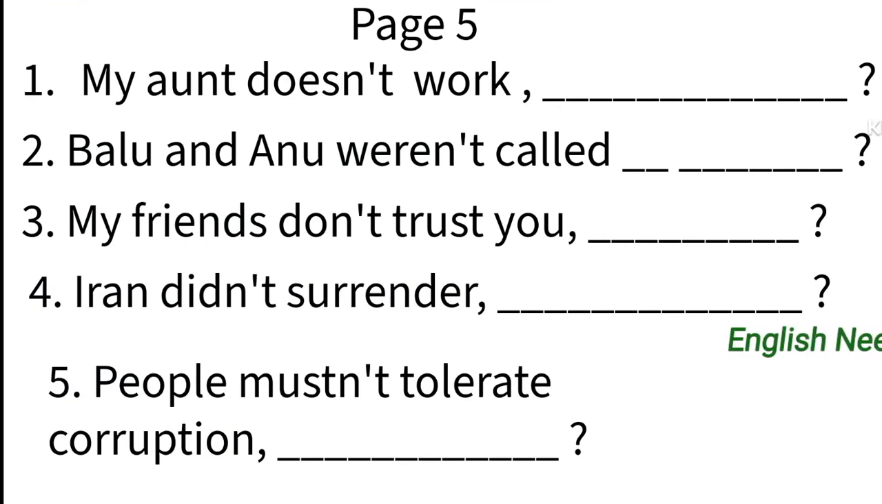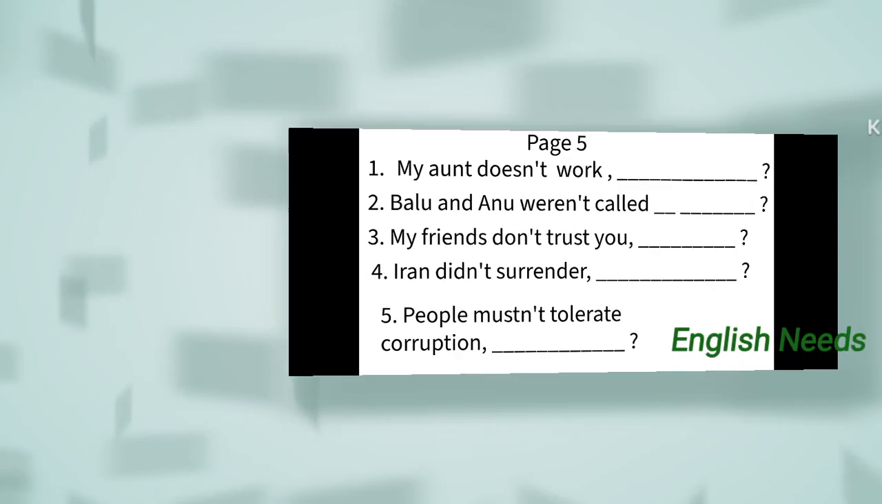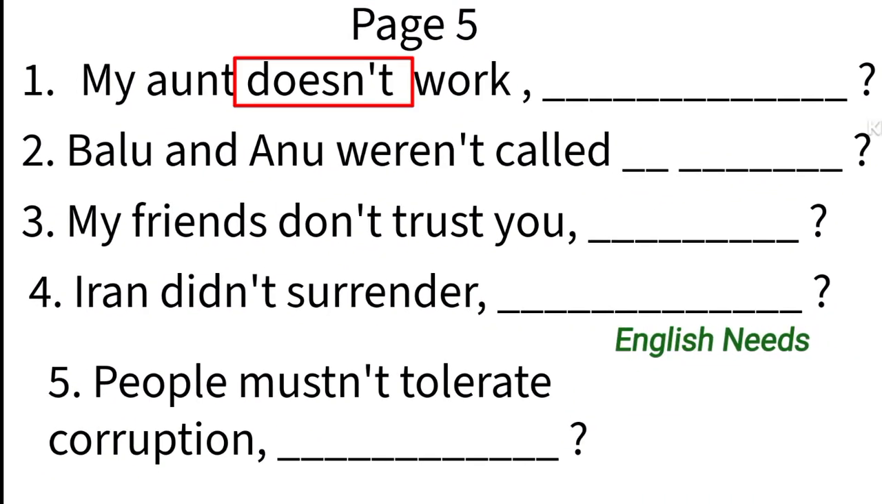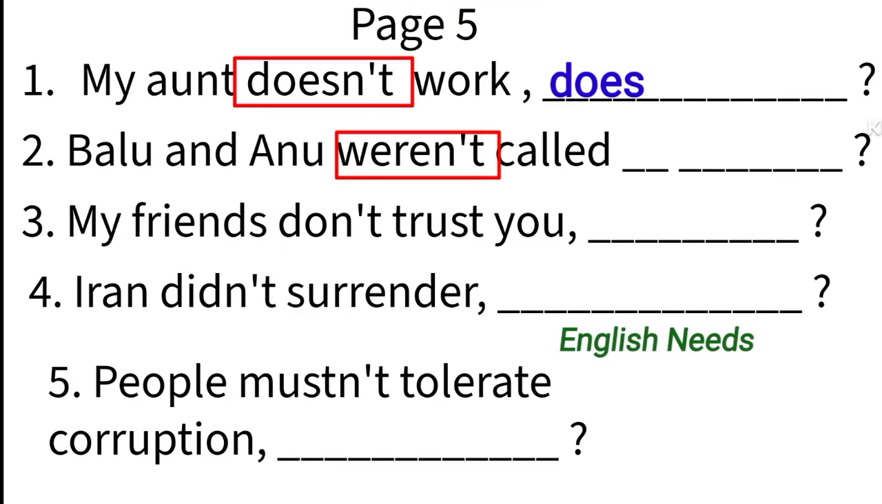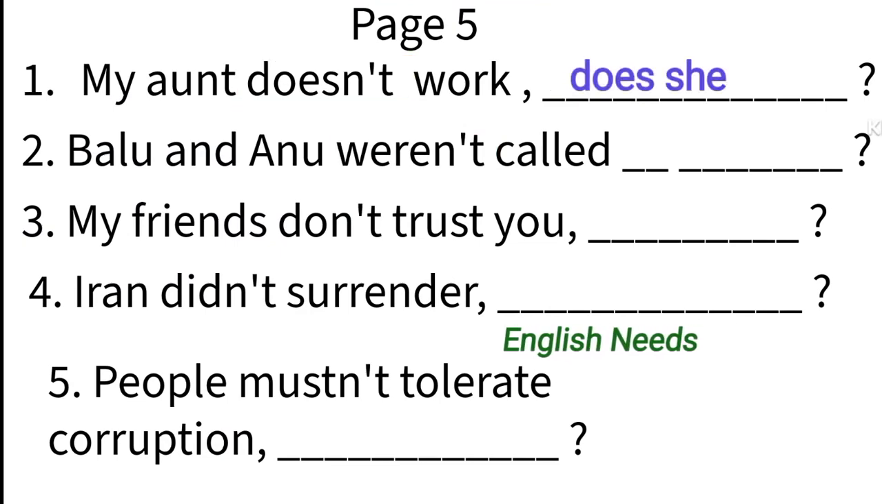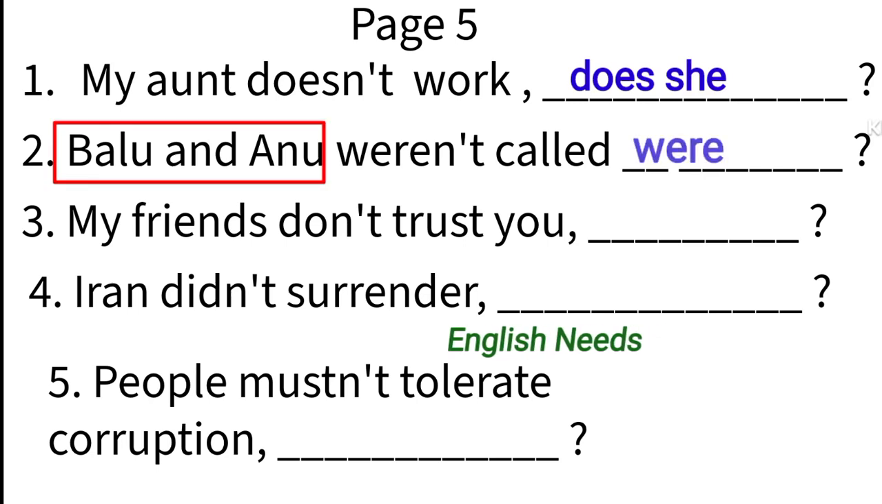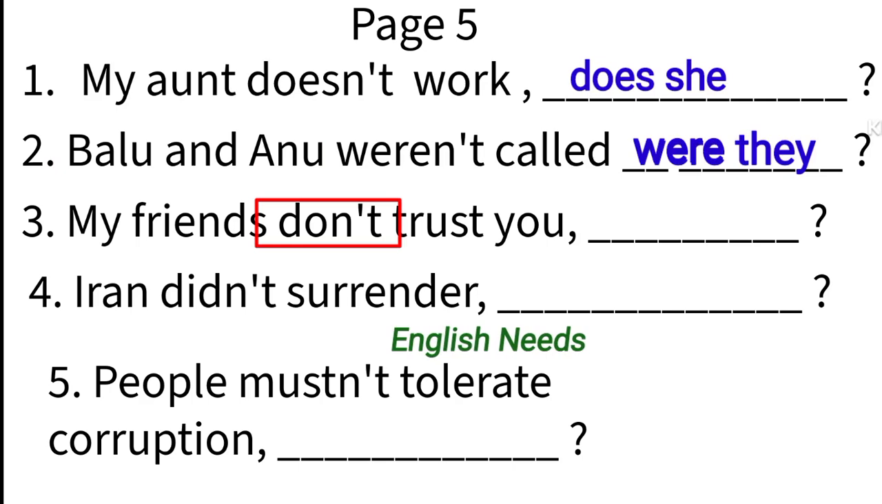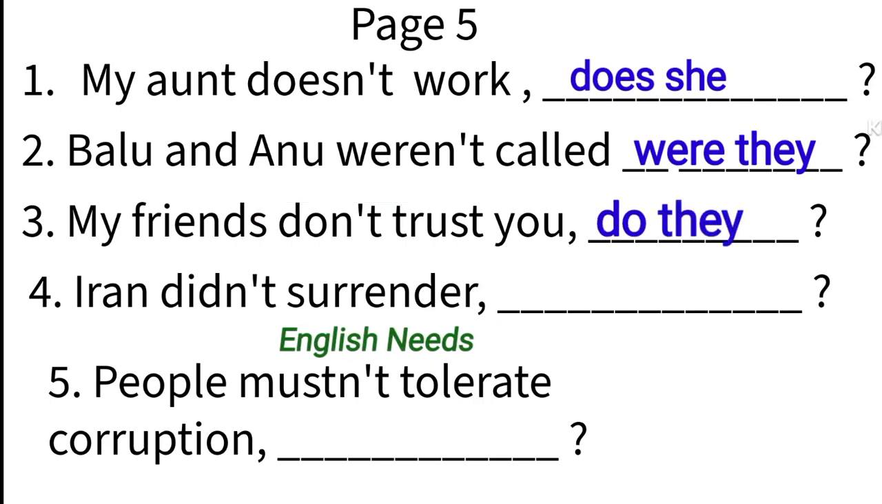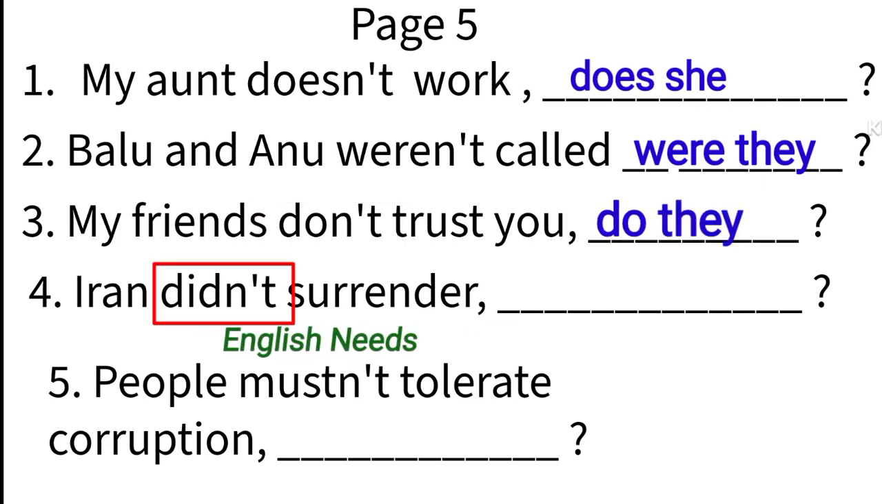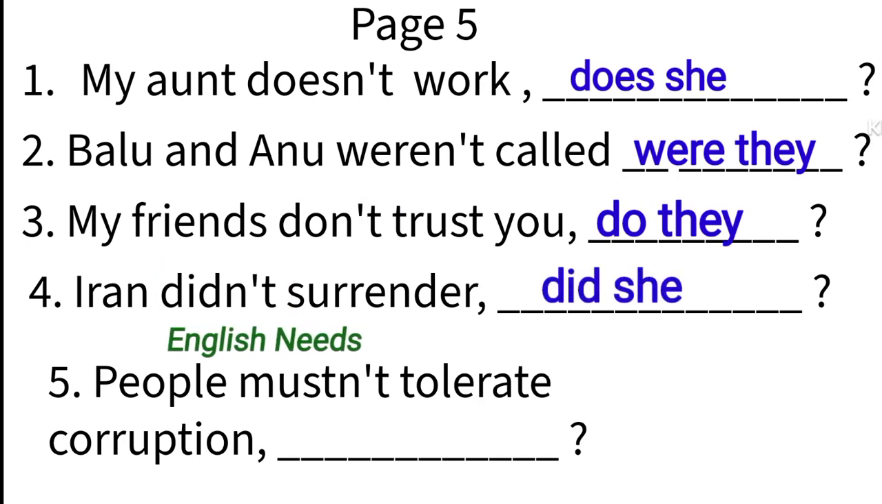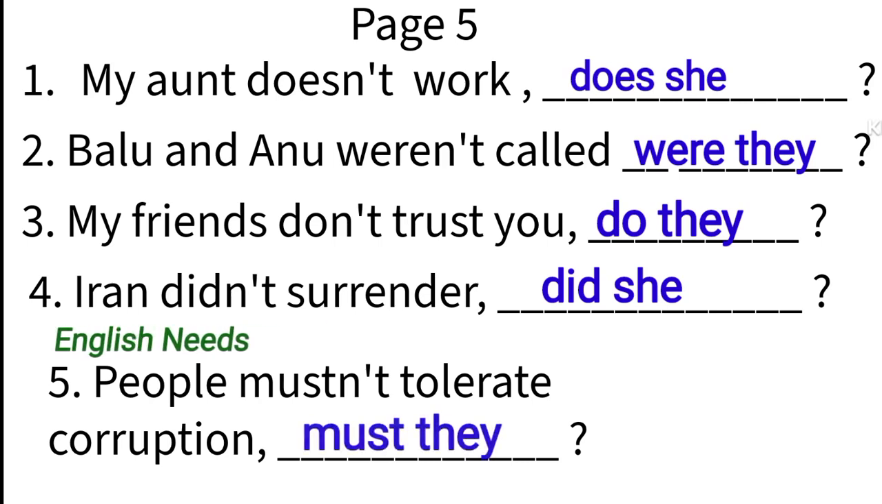Pause the video here and fill up the blanks. Doesn't will become does, and my aunt will become she. Weren't will become were. Balu and Anu, there are two, therefore they. Don't will become do. My friends will become they. Didn't will become did, and Iran will become she because it is considered as motherland. Mustn't will become must, and people becomes they. I'm sure these examples have given you confidence.